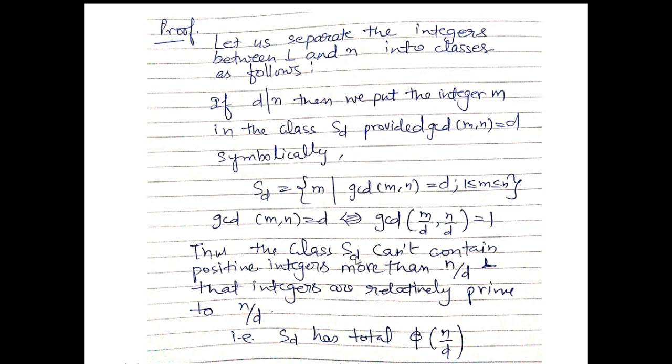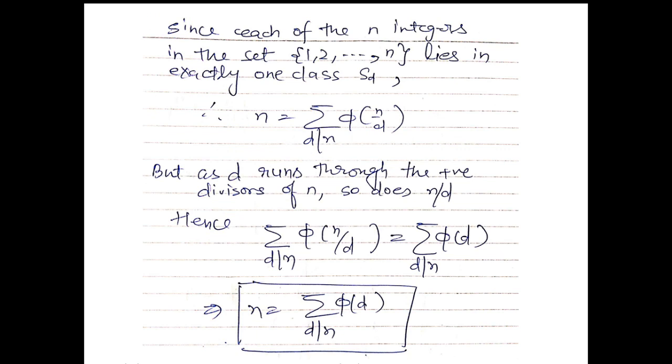Thus, from this result, what can we say about S_d? The class S_d cannot contain positive integers more than n by d, because we will then have m by d less than or equal to n by d, and those integers are relatively prime to n by d. That is, S_d has a total of phi of n by d members, because S_d has members less than n by d and relatively prime to n by d. So S_d has phi of n by d members.